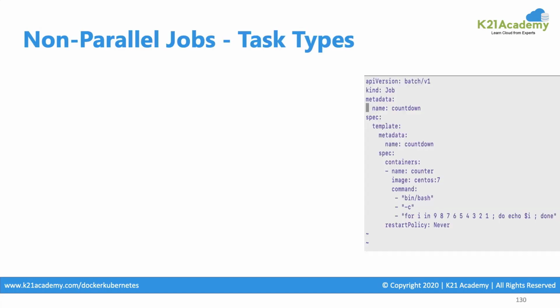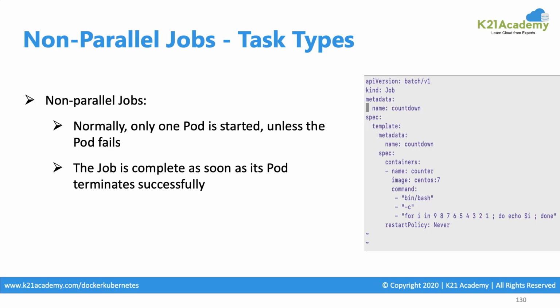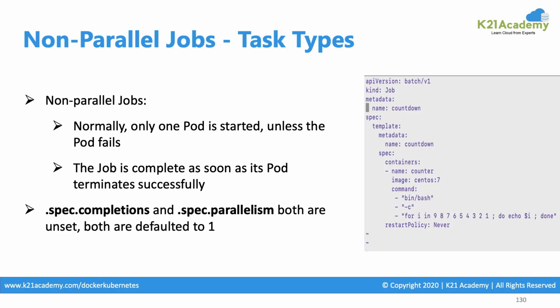So let's start with a non-parallel type of job, in which we would create pods, but there would be only one pod that would get created. We are not creating multiple pods at the same point in time so that we can finish the task quickly. We don't want to do batch processing. Rather, one pod will start, pick up, and do the set of actions or the task which has been assigned to it. Unless and until the pod fails, no replacement pod would get created. And as soon as the pod terminates successfully, we mark the job as done.